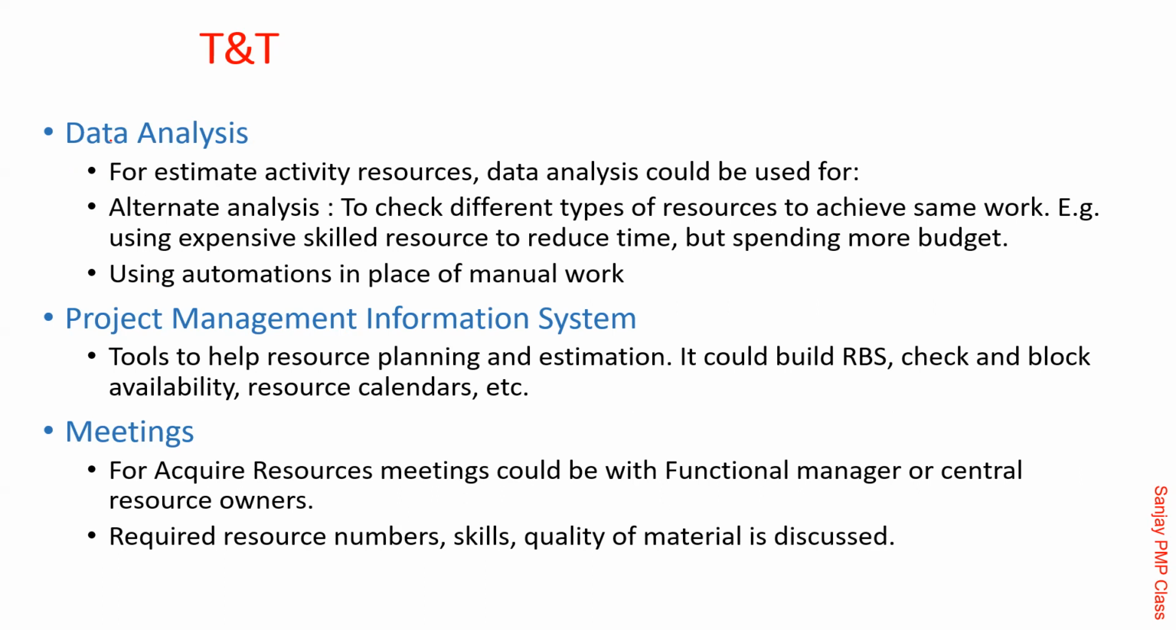And when you are doing an estimate, you need to check for alternatives. For example, if I use skilled people, the cost will go up, time might be saved, quality might go up. If I use unskilled people, my cost might be saved, but time might increase. Should I go ahead and use manual methods, or should I use automation? That would be a different thing. So all those alternatives.